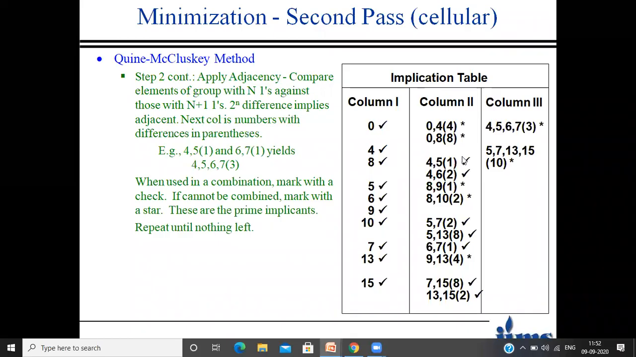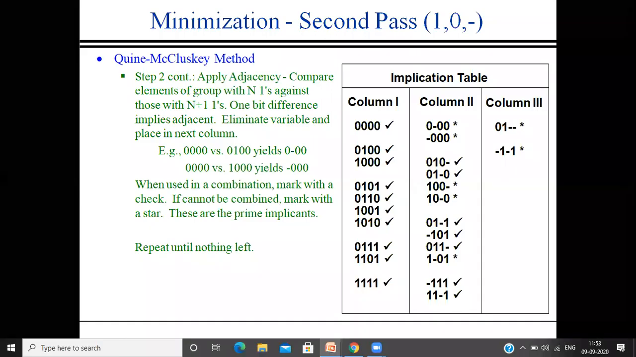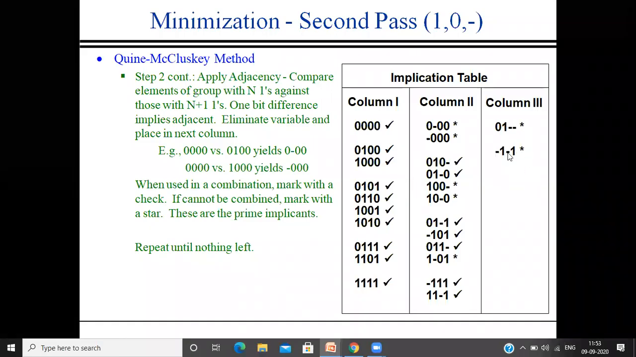Now the condition comes like this. We have compared 4 5 with 6 7, then 4 6 will be compared with 5 7. So we have to write this value only a single time. We need not repeat the value because the value will be the same. Then 5 7 will be compared with 13 15, so 5 7 13 15 and 5 13 7 15. The value of the output will be the same: dash 1 dash 1.